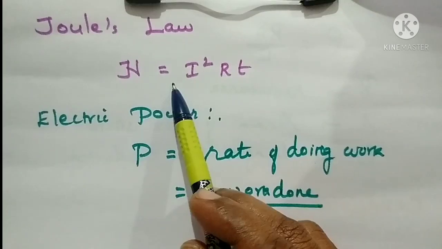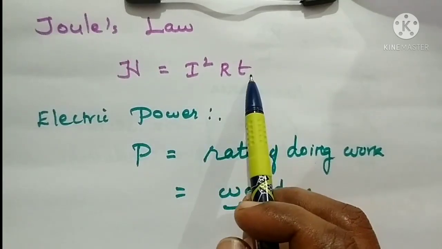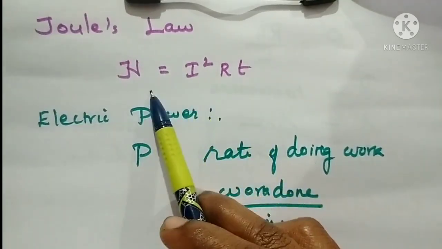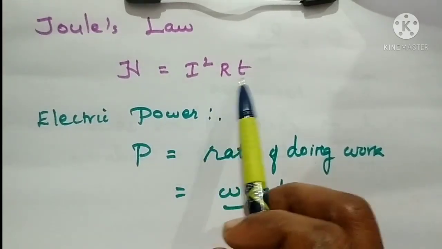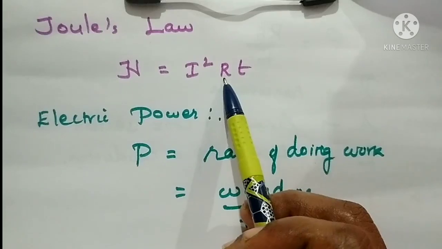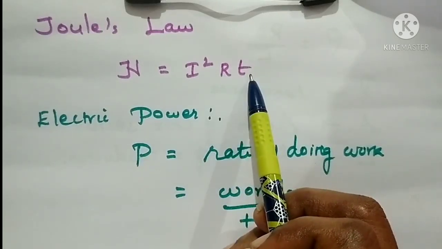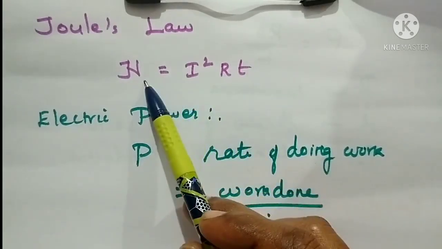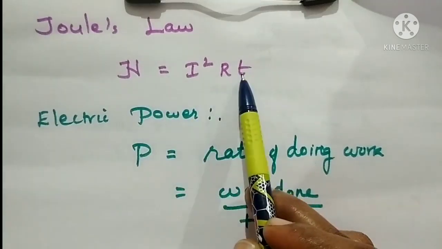So H is equal to I squared R T. Keep in mind Joule's law formula, H is equal to I squared R T. H represents the amount of heat, I means current, R is resistance, and T is the time. So Joule's law: H is equal to I squared R T.